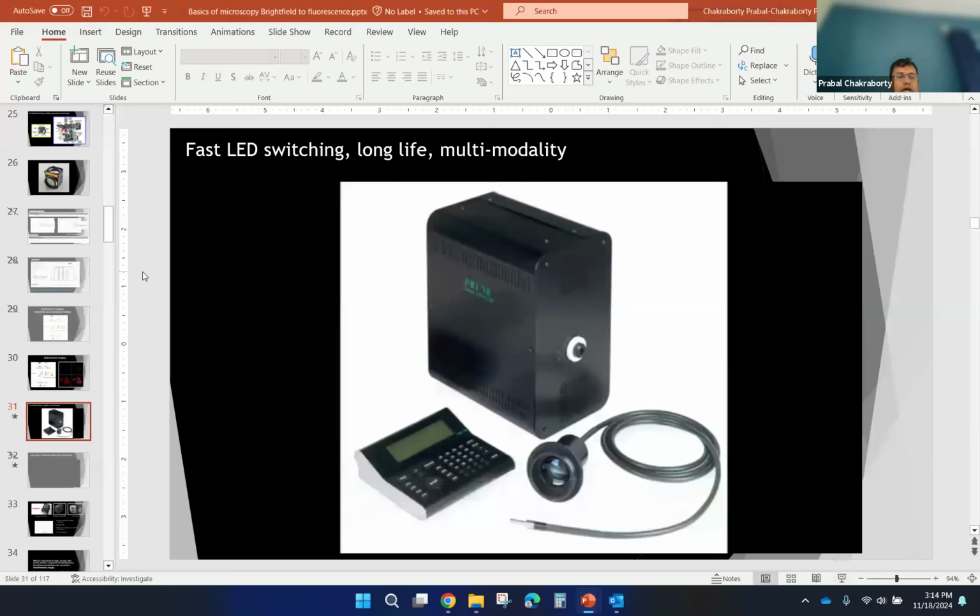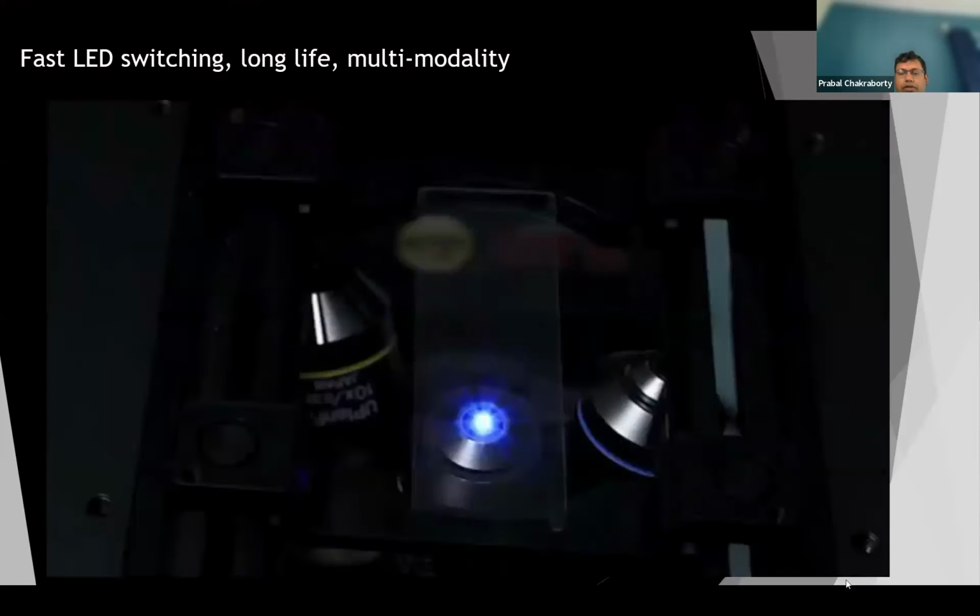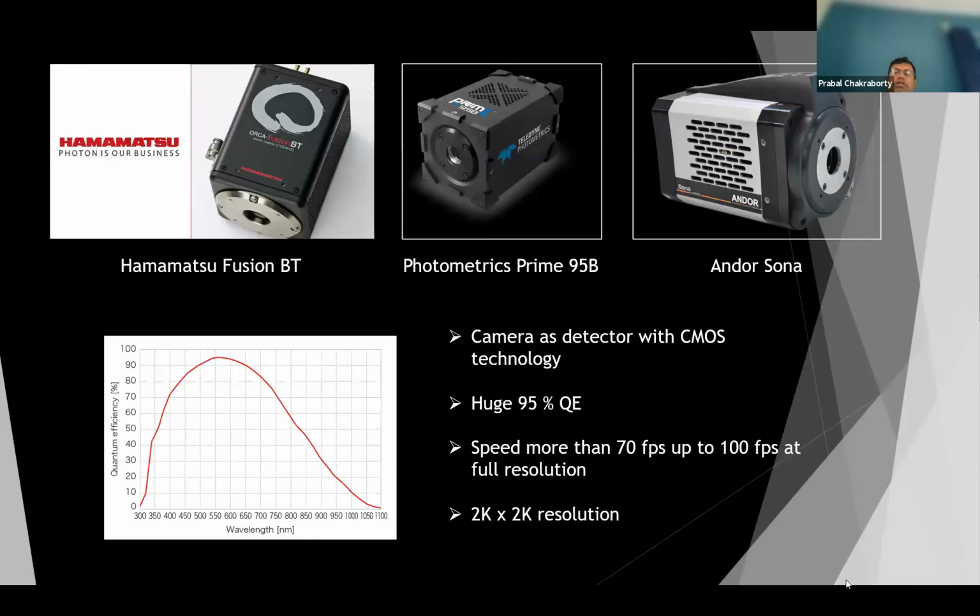Okay, so now I hope you understand this part, and then we can go to the next level. With fluorescence, for the imaging part, we also have very advanced cameras. Earlier, the cameras were based on CCD or EMCCD technology, but most of the recent cameras are now based on CMOS technology. So what is the difference between CCD and CMOS technology?